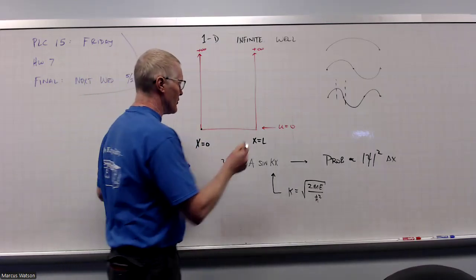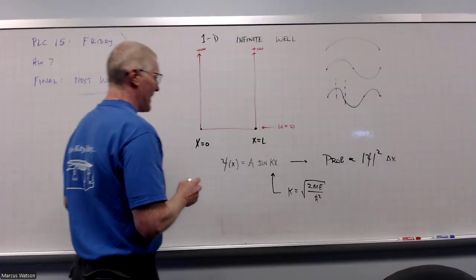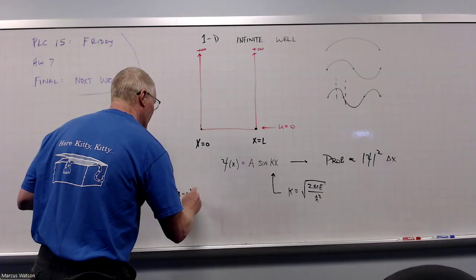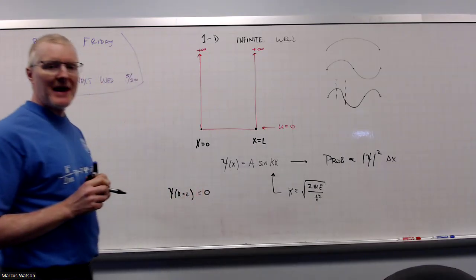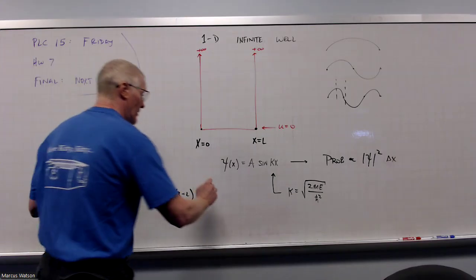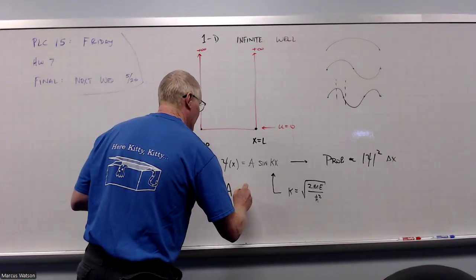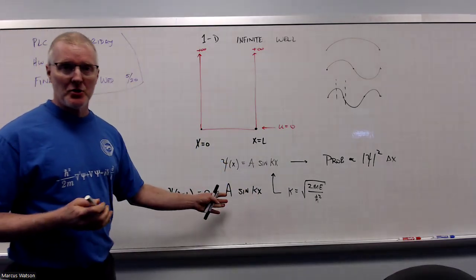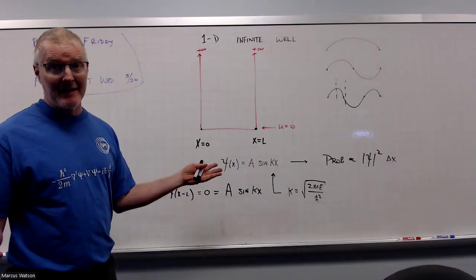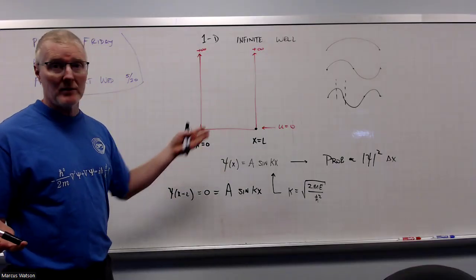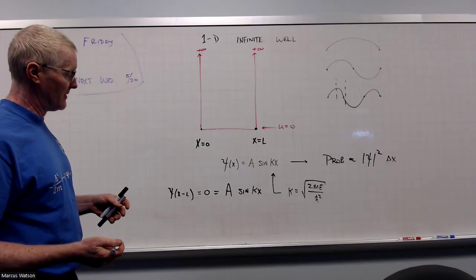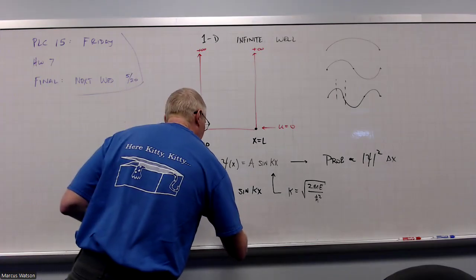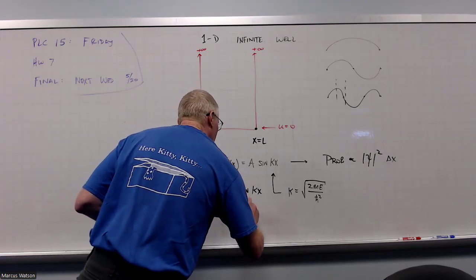When we get over here, what ends up happening is that we need psi of x equals L to be 0. And what that means is that if I look at A times sine kx, now naturally A could be 0, but that means we don't really have anything at all. There's no particle in the well, so that's not a useful way to do it.